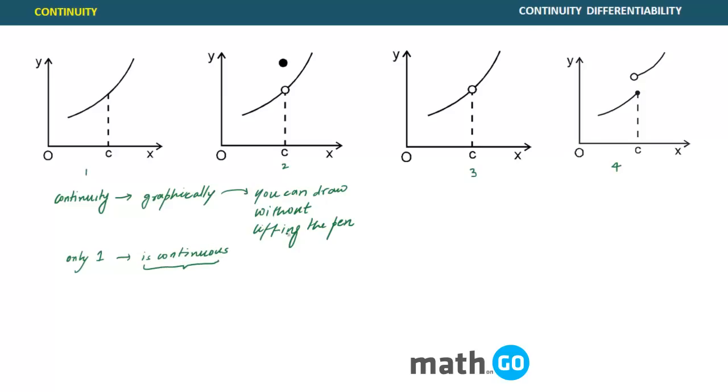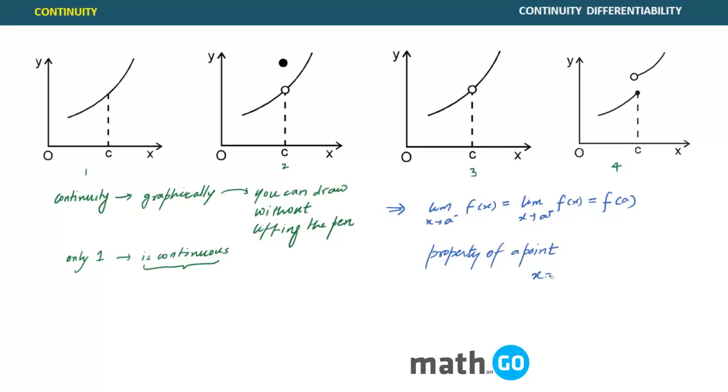Now this is something we have drawn graphically. What if we talk in terms of math? Mathematically, what we do for continuity is check the limit at a point. Let's say we are checking continuity at a point A. We first check its left hand limit and right hand limit, and they should be equal, and they should also be equal to the value of the function at that point. So first of all, understand that continuity is a property of a point.